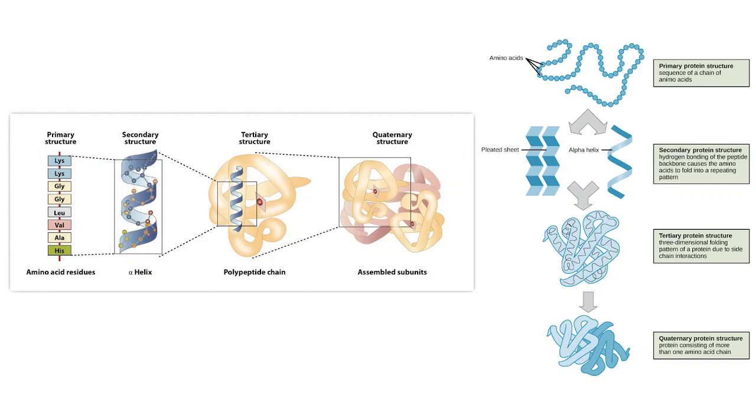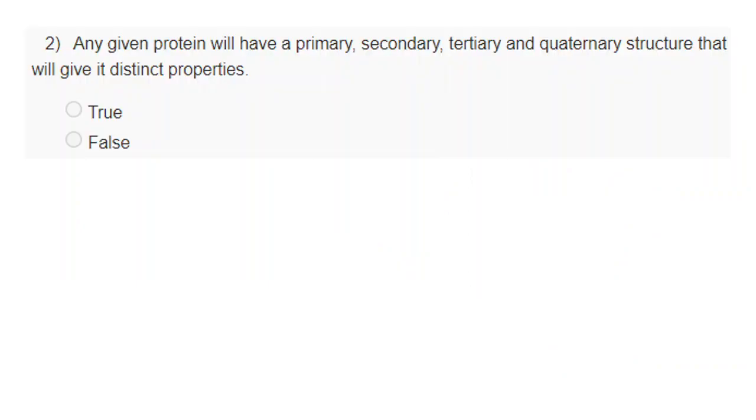So there is more than one amino acid chain. One amino acid chain forms a subunit. These chains come together to form the quaternary structure. They assemble together, and these assembled subunits are called proper proteins.